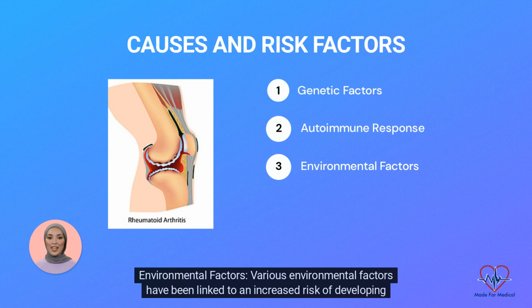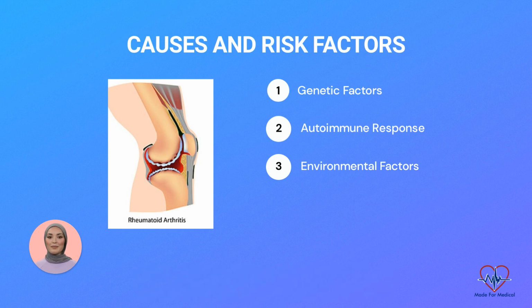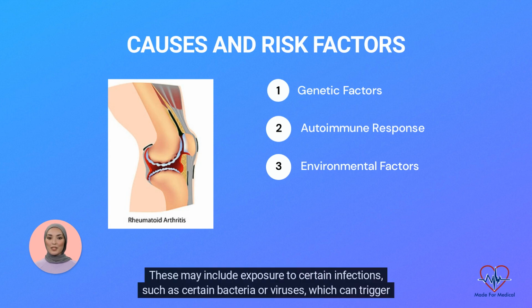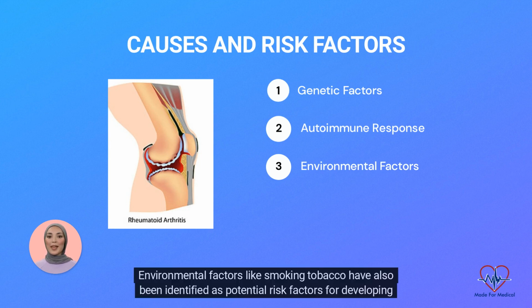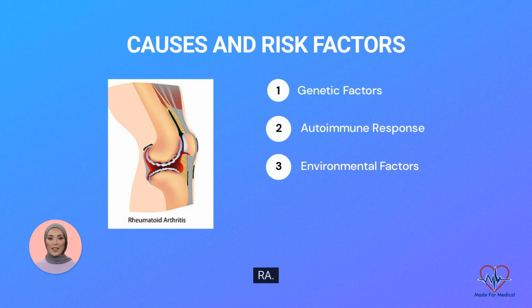Environmental factors. Various environmental factors have been linked to an increased risk of developing rheumatoid arthritis. These may include exposure to certain infections, such as certain bacteria or viruses, which can trigger an abnormal immune response. Environmental factors like smoking tobacco have also been identified as potential risk factors for developing RA.